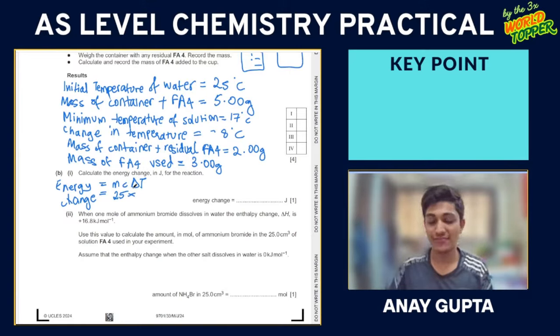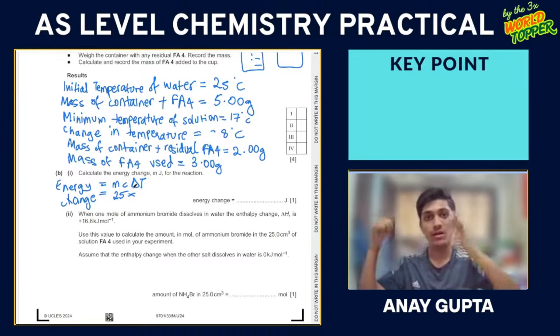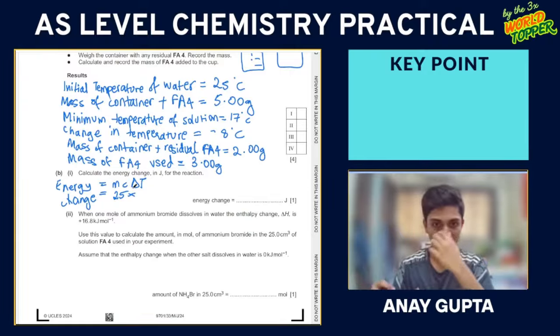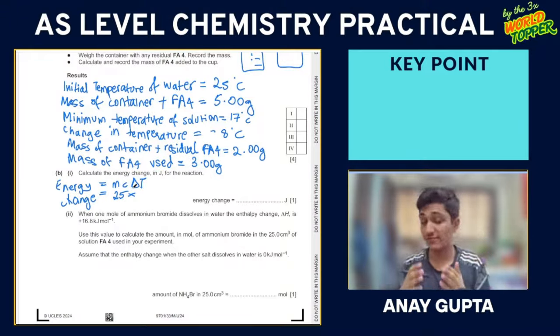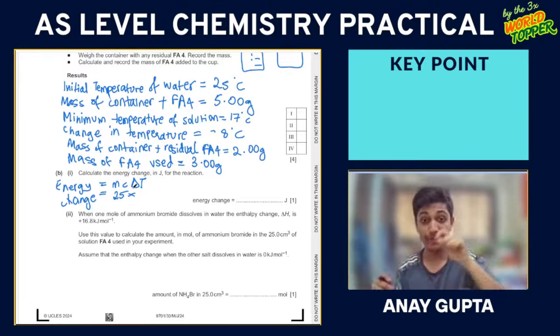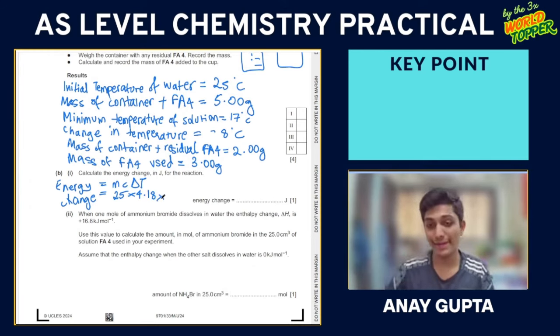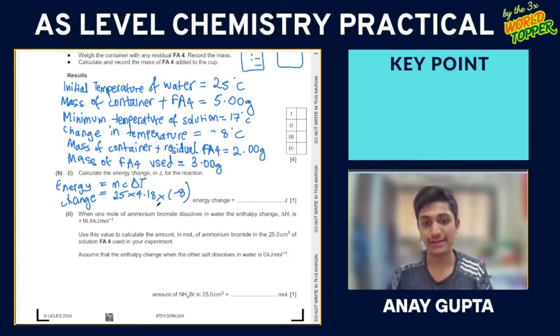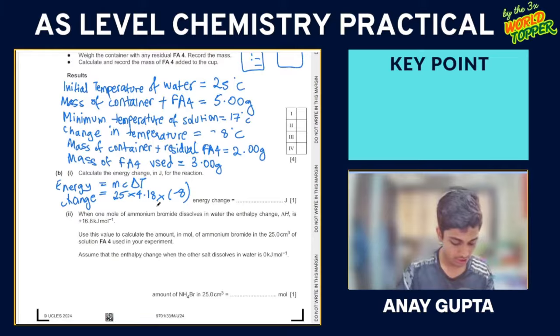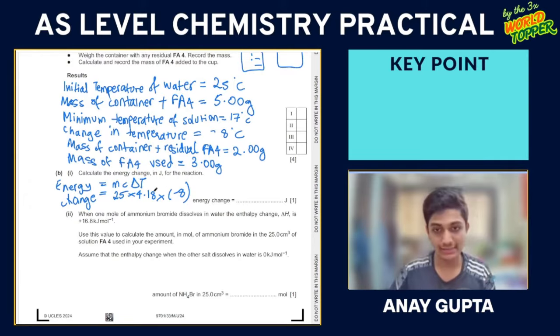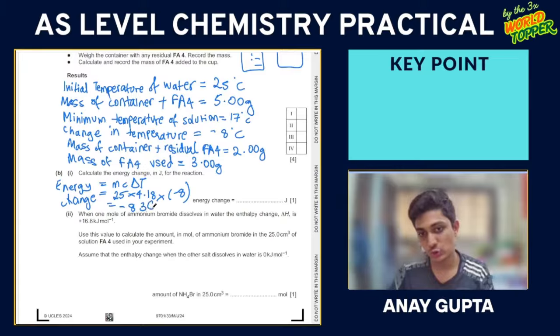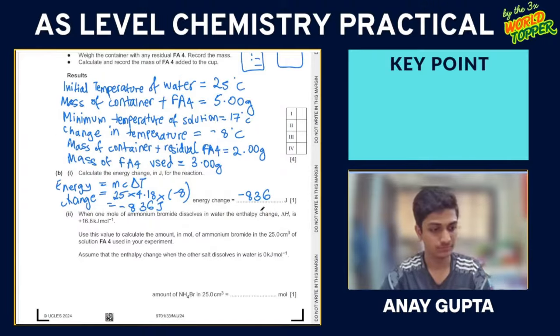Okay, now my specific heat capacity in joules per Kelvin per gram, okay, not per kilogram, is 4.18 for water. You need to know this. And your temperature change is negative 8, right? So if you put it into a calculator, you get that as negative 836 joules. That is your energy change, minus 836 joules.